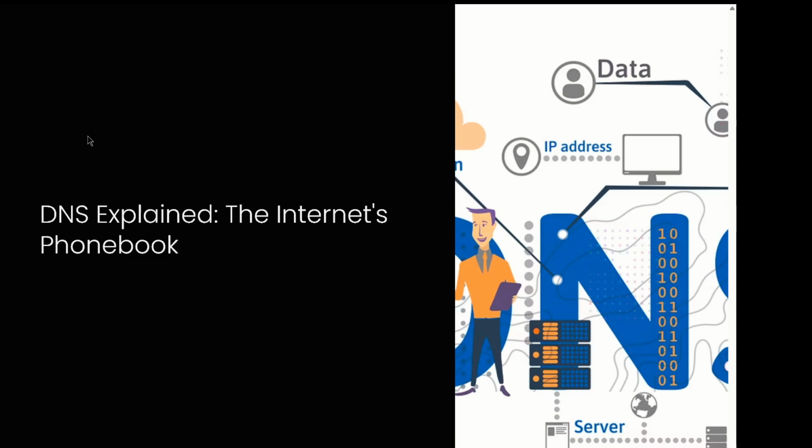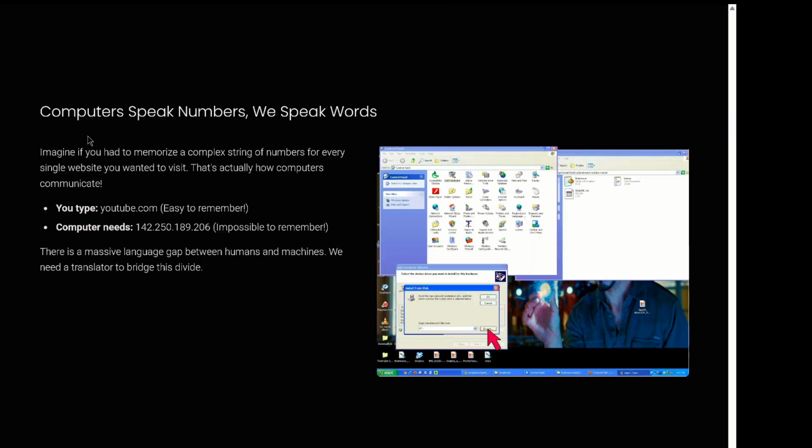In this video, I'm going to explain what DNS is and its purpose on the internet. Computers speak numbers, we speak words. Imagine if you had to memorize a complex string of numbers for every single website you wanted to visit. That's actually how computers communicate. Say you type youtube.com, which is easy to remember, but your computer needs something entirely different, almost impossible to remember. There's a massive language gap between humans and machines. We need a translator to bridge this divide.